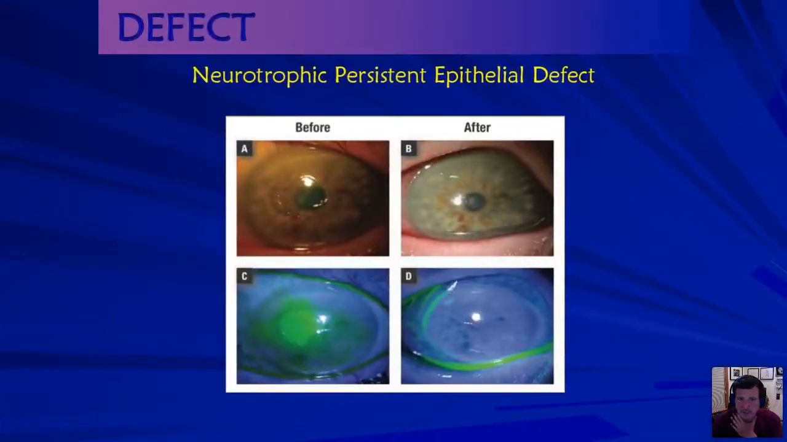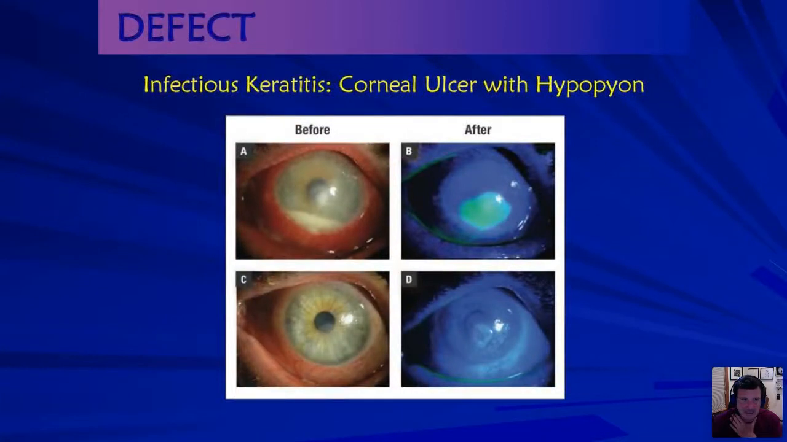Well, neurotrophic epithelial defects, we use them a lot in the practice. Maybe someone has had herpes zoster or even herpes simplex, and they just don't have great wound healing. Their cornea is desensitized, and they just can't heal. And you can see here with an amniotic membrane how well this patient's cornea healed with a neurotrophic type of corneal disease.